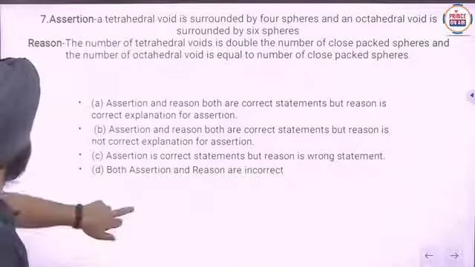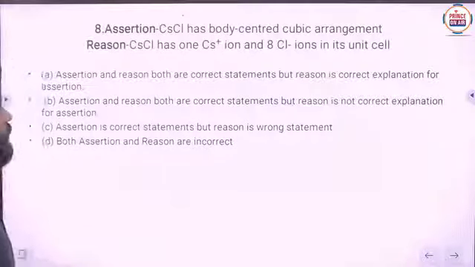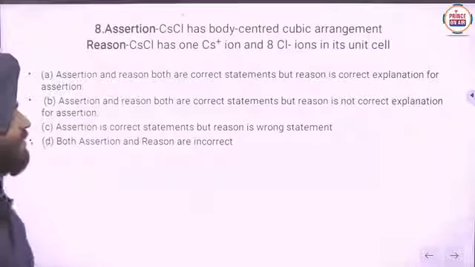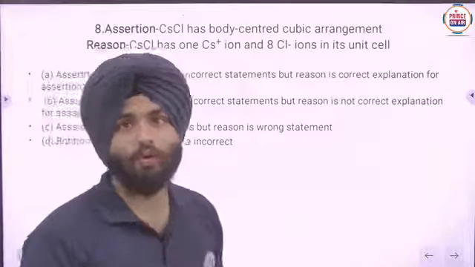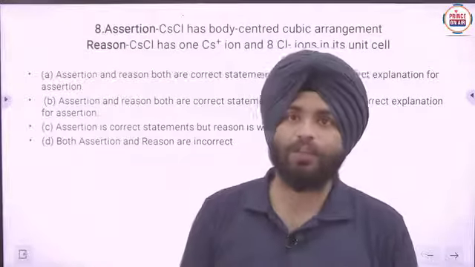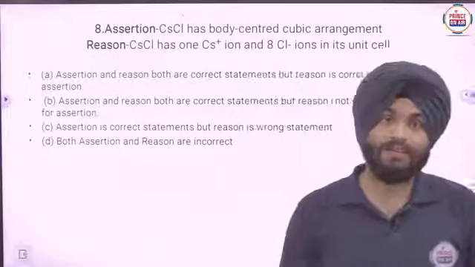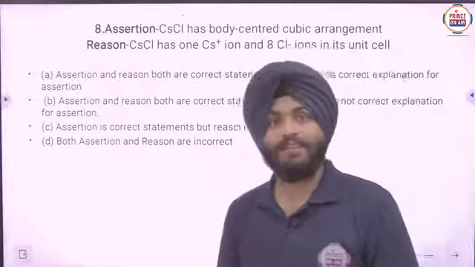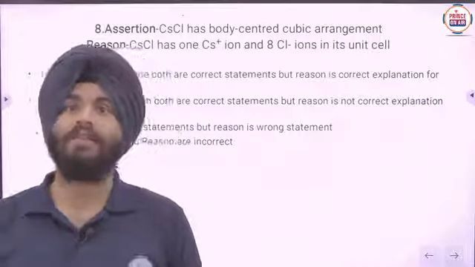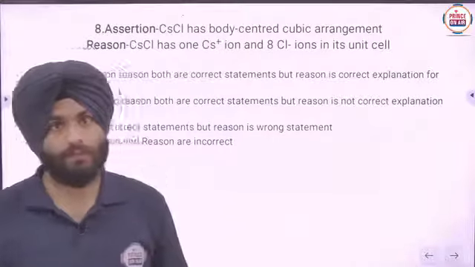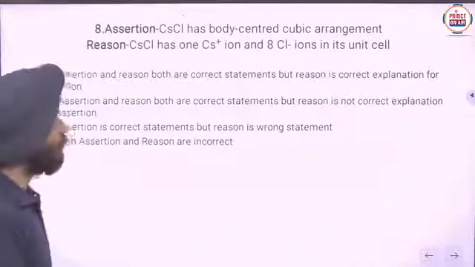Next, see, the next question is about CsCl. Assertion: CsCl, cesium chloride, has a body centered cubic arrangement. Reason: cesium chloride has 1 cesium ion and 8 chloride ions in its unit cell. So check it out yourself first.